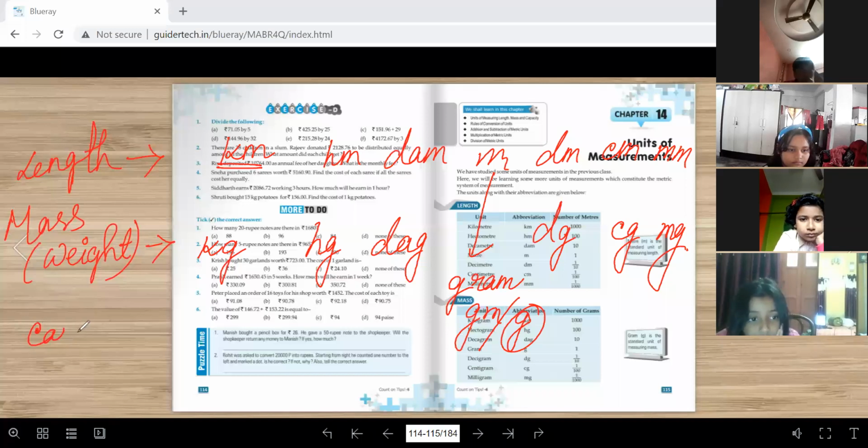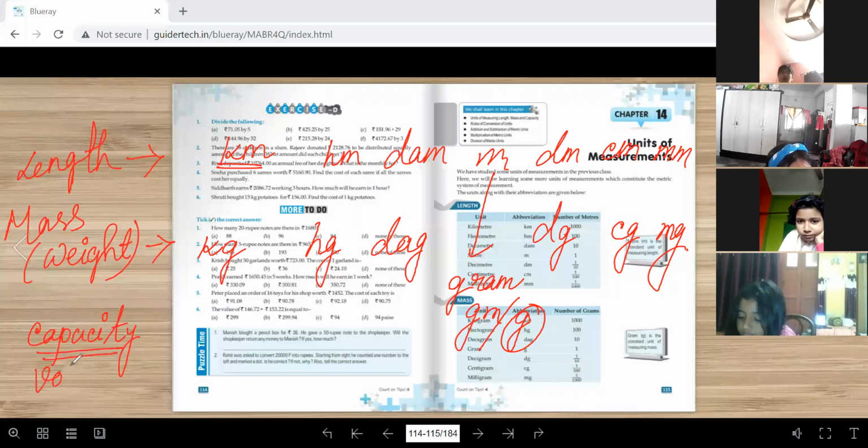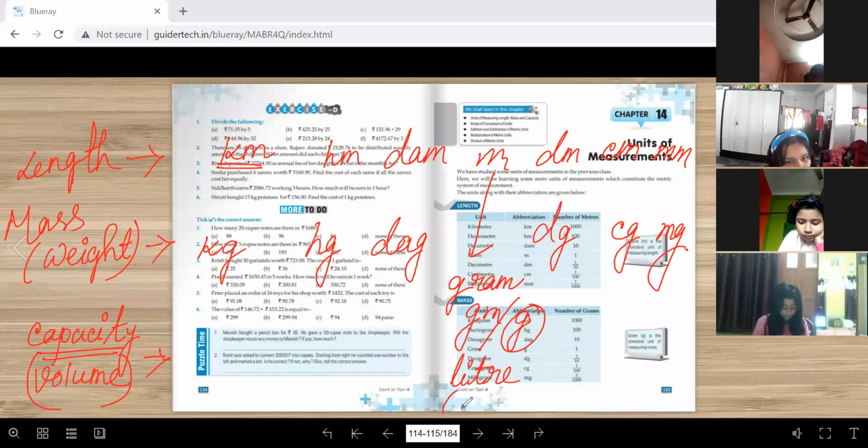Next, capacity. That means it is volume. Capacity means how much a container can hold, the quantity a container can hold. That is volume. Here also the base will be liter, L. So in place of kilometer and kilogram, what will be there? KL, kiloliter. Yes or no? Shake your head.